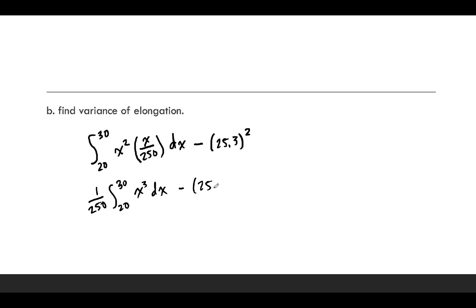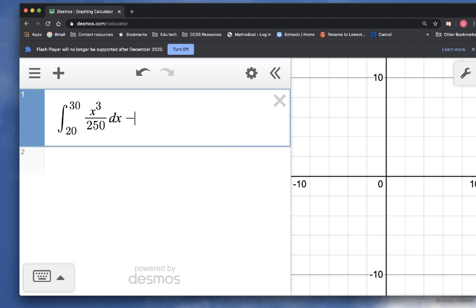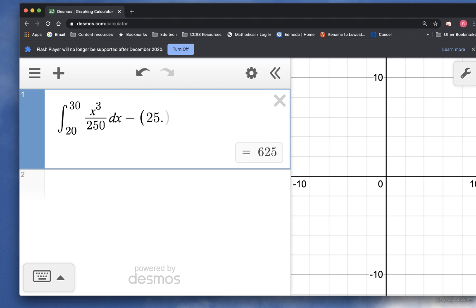And I'm going to need to find the value of this expression here. So I'm going to go back to Desmos. Most of what I have here is already written. Now, I'll just change this to cubed here, and I will subtract 25.3 squared. And there we go. There's our variance.